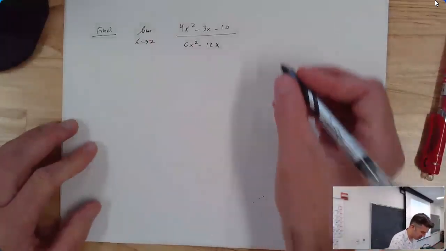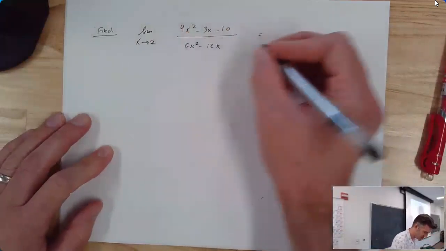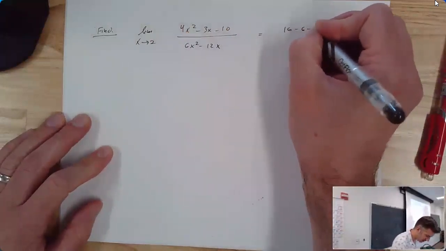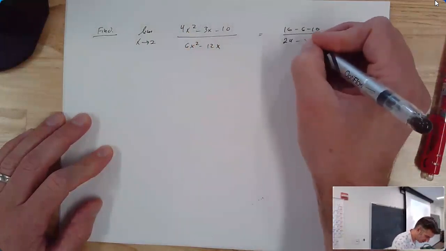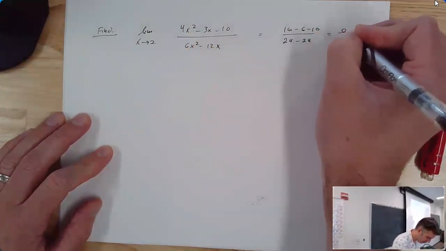So if I plug in 2 here, I'm going to get 4 times 4 minus 6 minus 10 over 6 times 4 minus 12 times 2, which is definitely a 0 over 0.